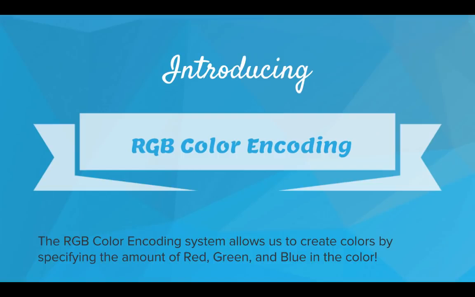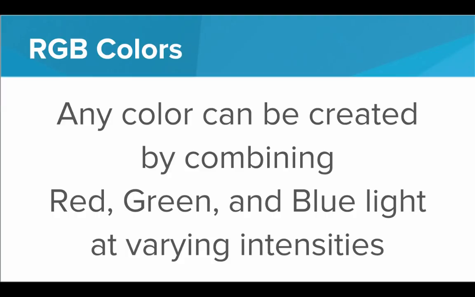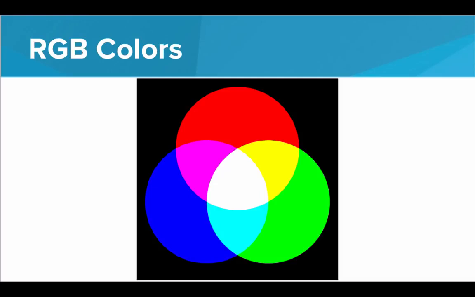So the RGB color encoding system allows us to create any color we want by specifying the amount of red, green, and blue in the color. So the key thing here is that any color can be created by combining red, green, and blue light at varying intensities. So if we have all three lights put together, all red, green, and blue put together, we get white. We get white light. If we have red and blue mixed, we get magenta. If we have green and blue mixed, we have cyan. And if we have green and red mixed, we have yellow. If we have none of the lights, we have black.